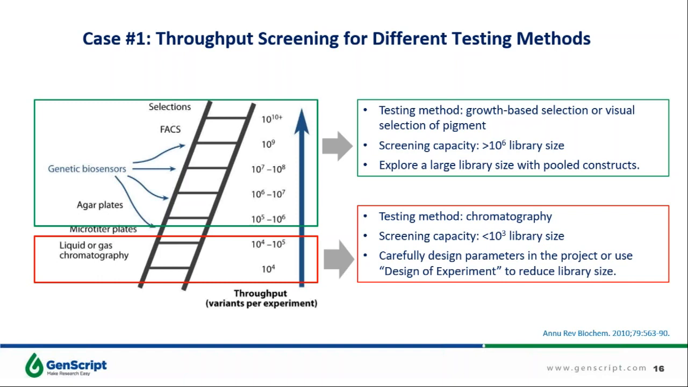However, for most metabolic engineering and synthetic biology applications, very likely you do not have a high-throughput screening method for your interested traits. Actually, chromatography has been the primary testing method in the field. It is nearly ubiquitously applicable in small molecule detection and quantification. The assay is inherently low throughput, so the screenable library size for chromatography is generally limited to less than 1,000 variants.